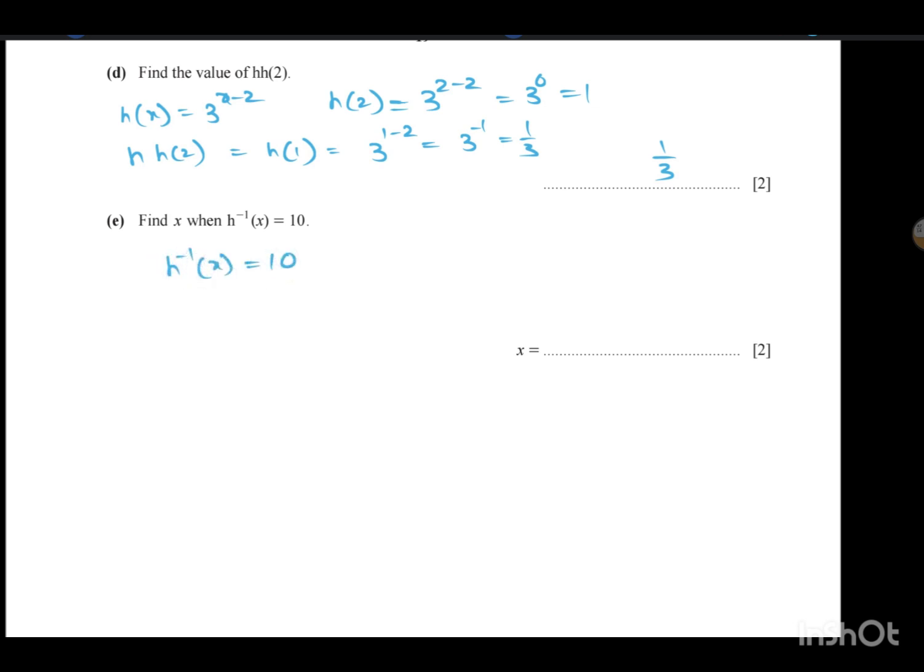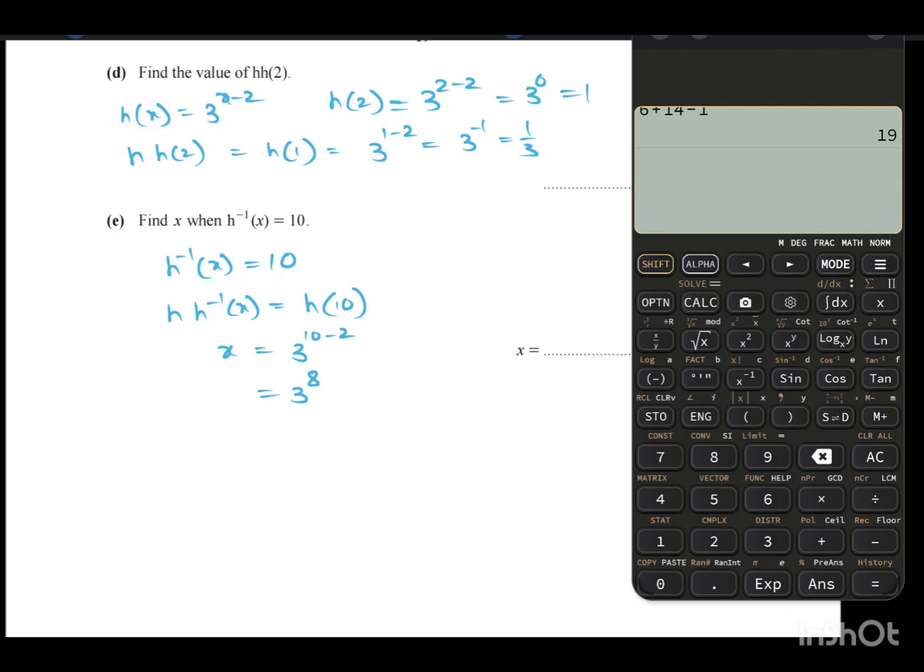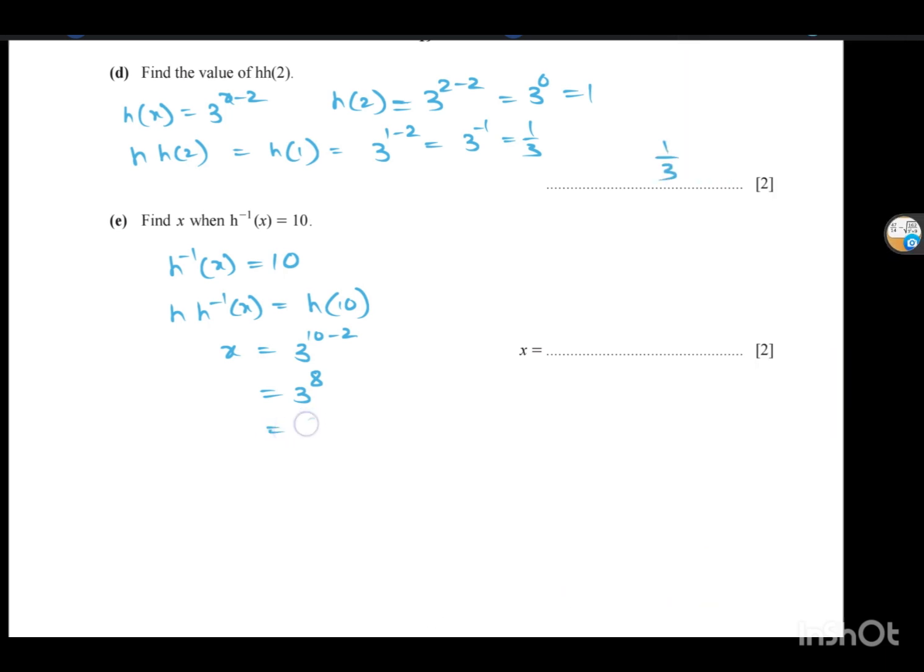And if you want to remove this inverse, you need to take h of h inverse of x is equal to, taking h function on both sides of the equation. The h inverse will be cancelled and x will be left out, and h of 10 will be 3 raised to 10 minus 2, that is 3 raised to 8. So what is 3 raised to 8? Find out. 3 raised to 8 is 6561. 6561 is the value of x.